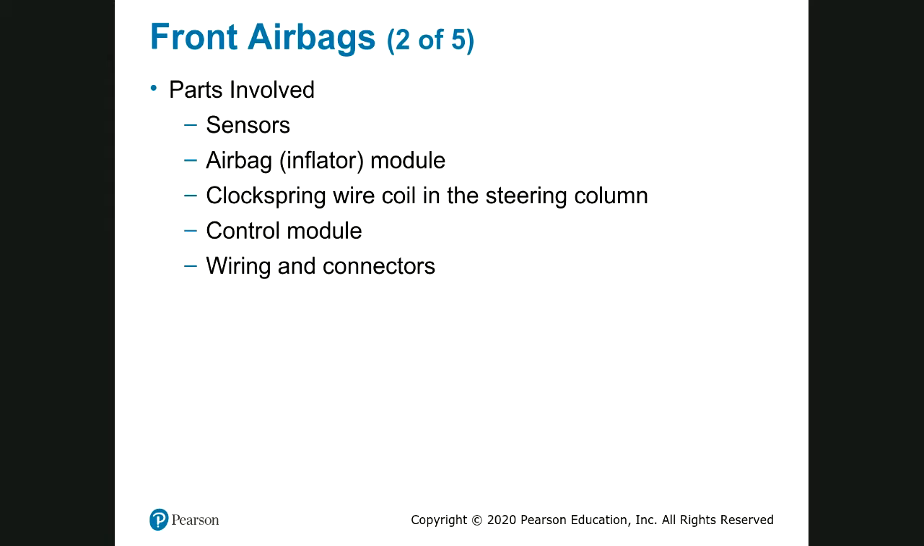So you've got those five different things: your sensors, your airbag modules, your clock spring, your control module, and your wiring and all your connectors. Like I said, some people say that all airbag wires are yellow. I just showed you that all airbag wires are not yellow, so just be aware of that.